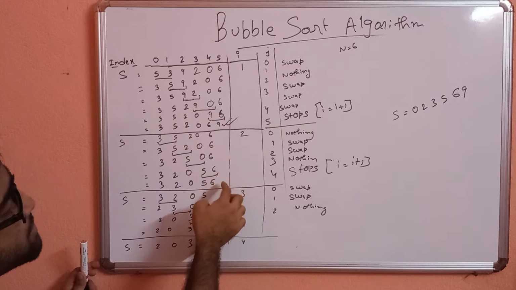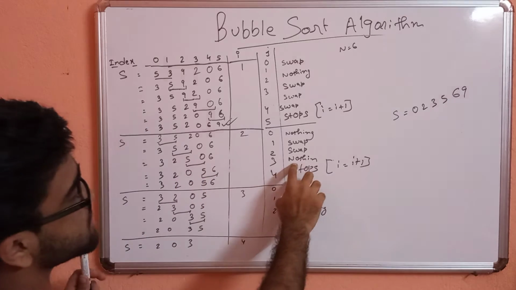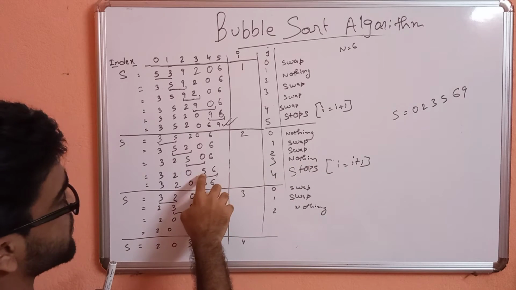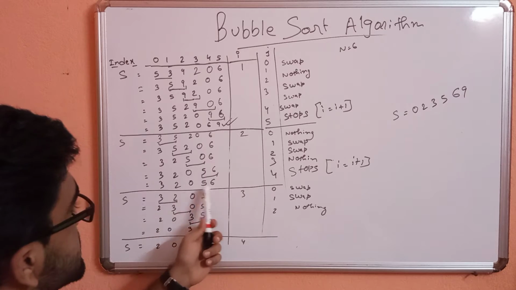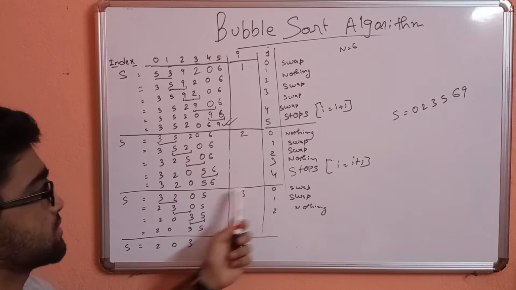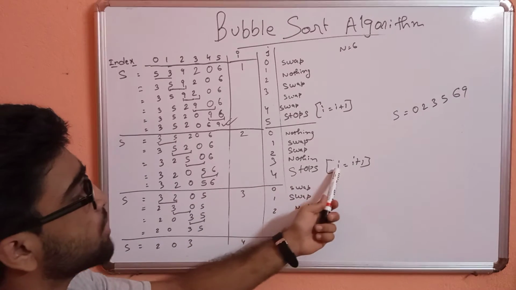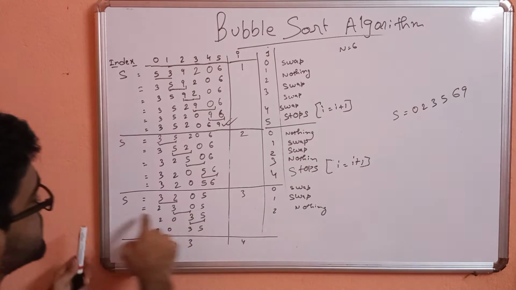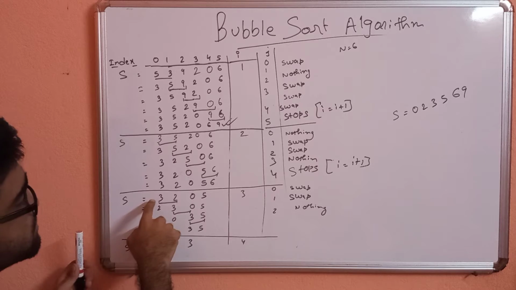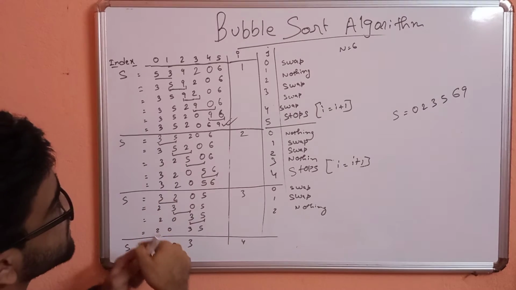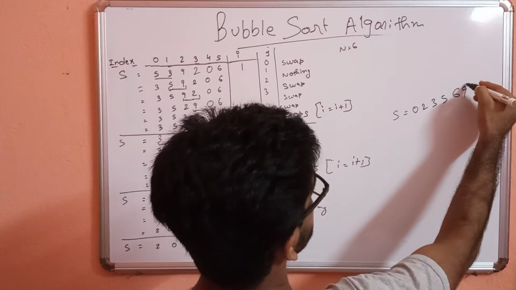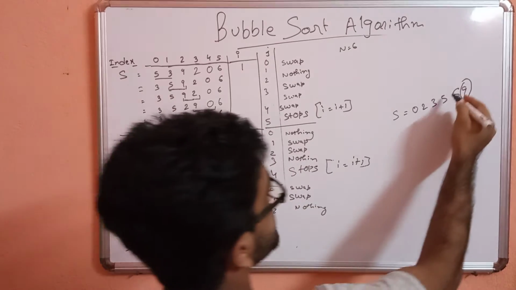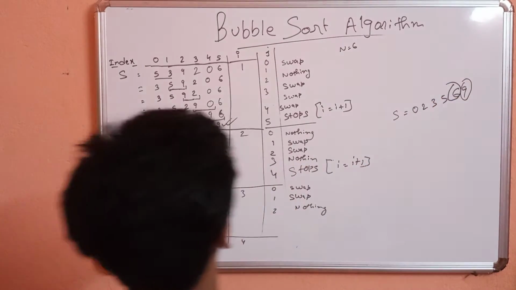5 and 6 will be compared, but this will change nothing because 5 is less than 6. At this step there is no more element to be sorted, so it will stop the inner loop and i will be incremented by 1. Again the same here, s will be 3, 2, 0, 5, 6. So 9 came to the last place earlier, and now 6 came to the fourth index.